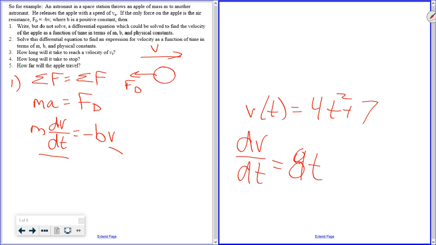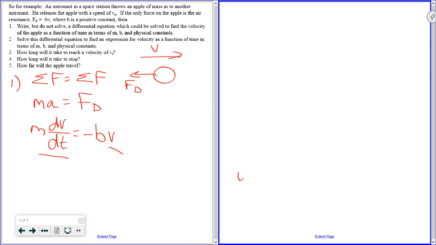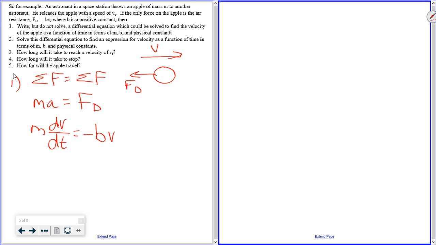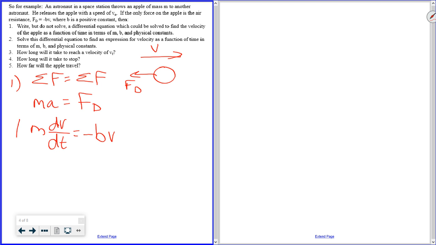All right, so is everybody good up to here? Again, question 1: write a differential equation which could be solved to find the velocity. This is it. That's the answer to number 1. Do we have to rearrange it at all? Eventually, yes. But here, if it says write but do not solve, you're done there.